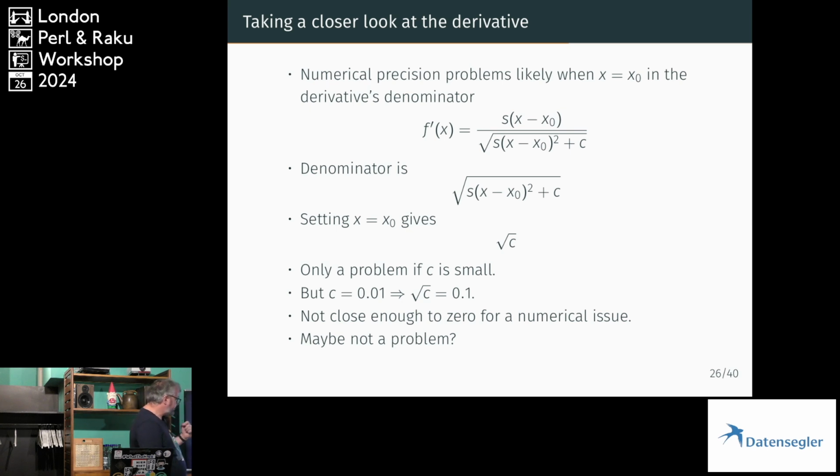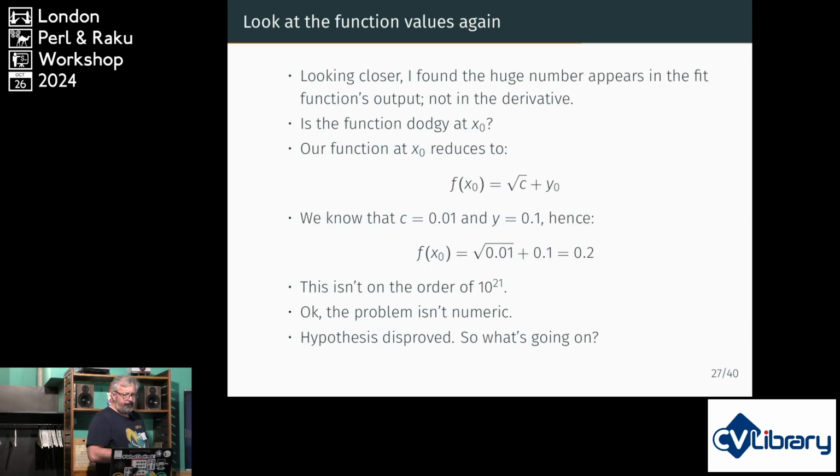So if we set x equal to x0, we get the square root of c. But we know that c is 0.01, which means the square root of c is 0.1, and that's not small for a numerical issue. I'd be expecting 10 to the minus 12, 10 to the minus 13, around those kinds of numbers. Okay. Let's look a bit closer.